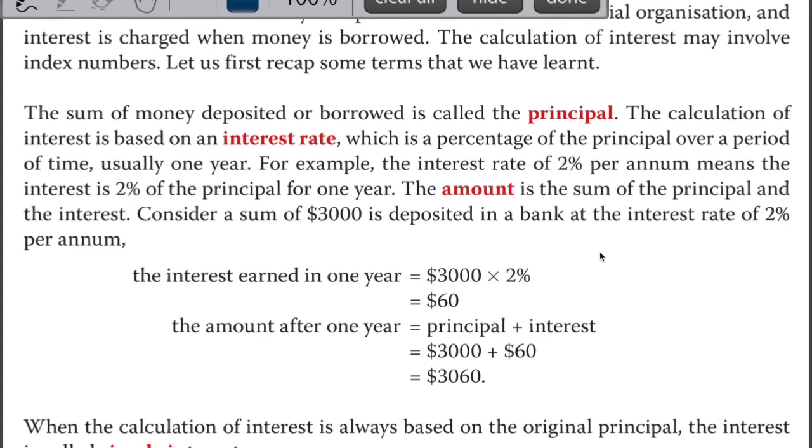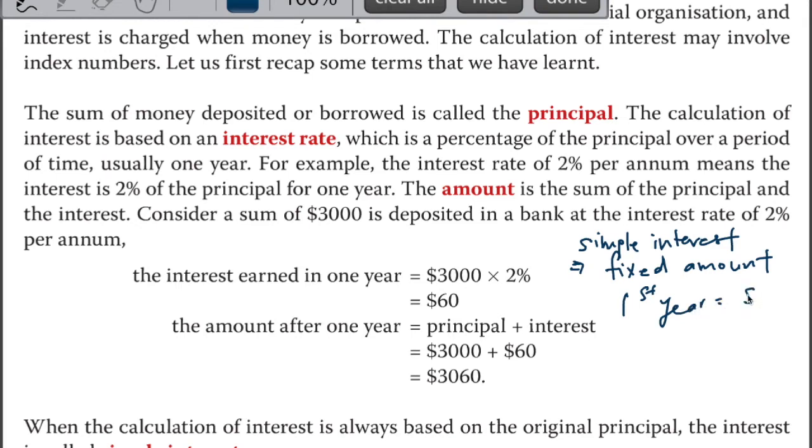For simple interest, you can think of it as a fixed amount. Meaning the 2% interest here in this example is $60, right? So first year you get $60. Second year you'll still get $60.